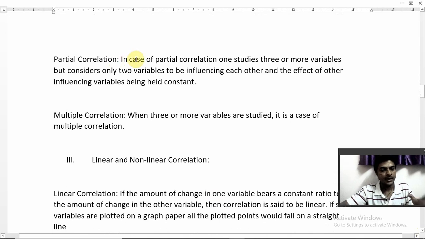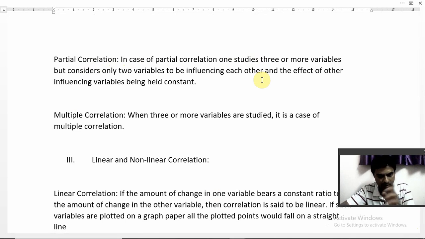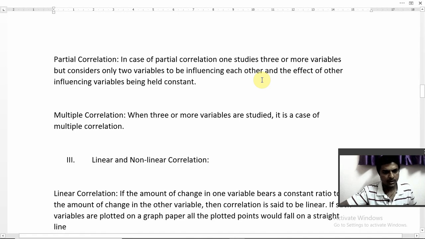partial correlation. In case of partial correlation, one studies three or more variables, but considers only two variables to be influencing each other, and the effect of other influencing variables is held constant. It means x and y are variables, x varies, y varies, but if you take z, it doesn't affect x and y. Therefore, as one example I'm giving, z is to be set as constant. This is how we say it is a constant variable.